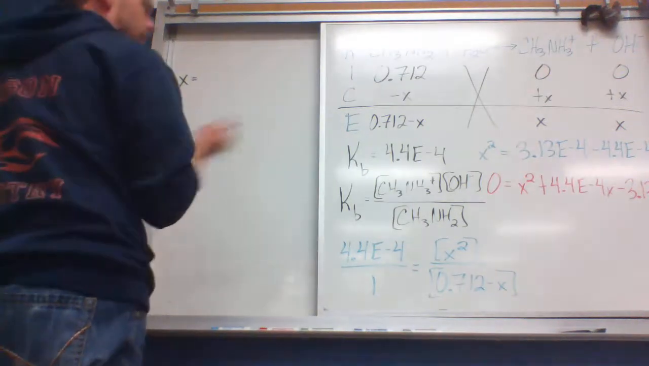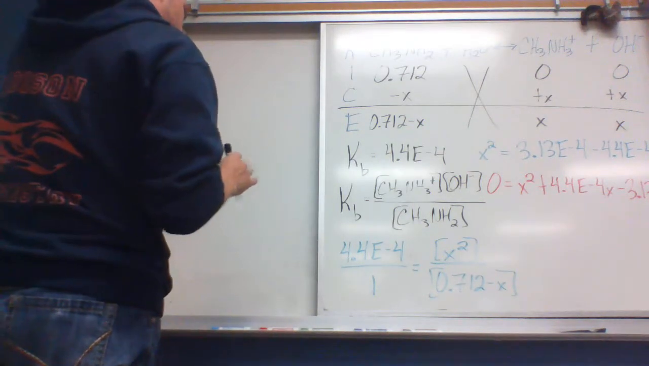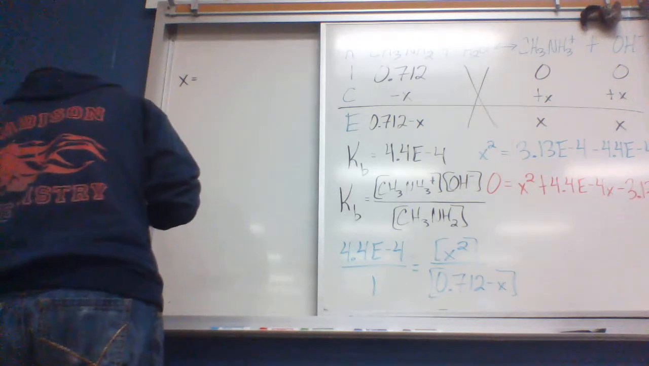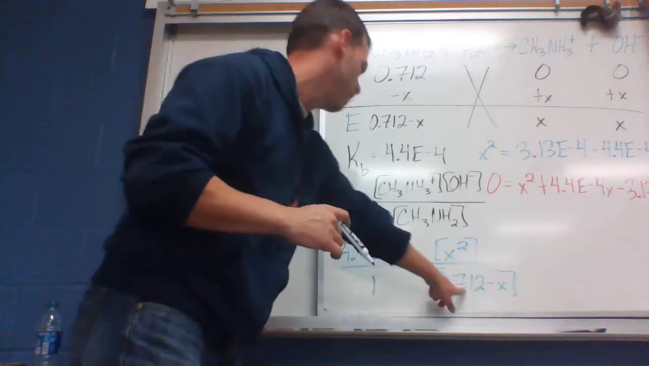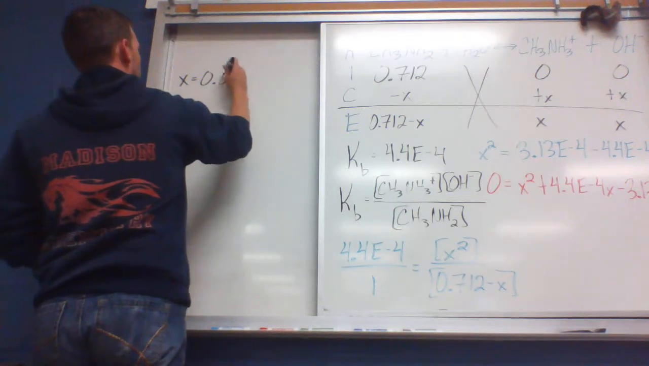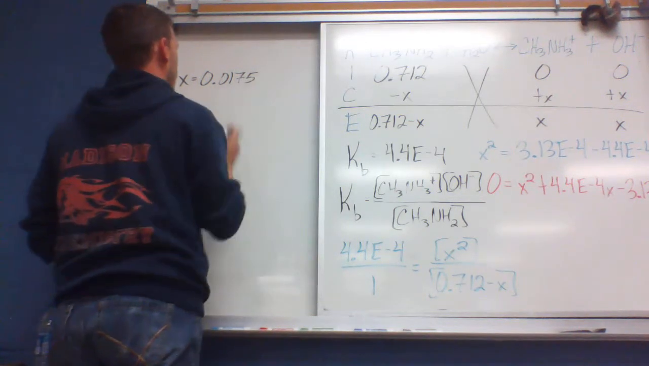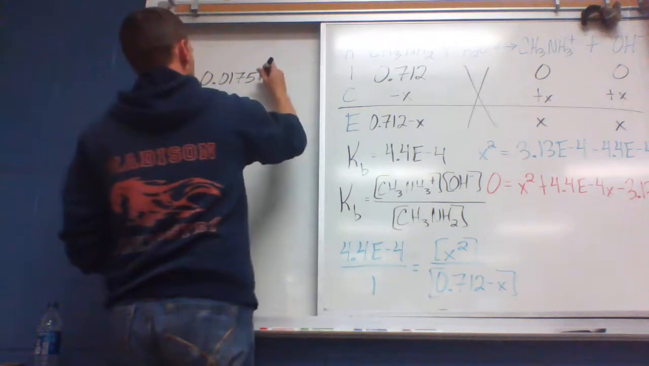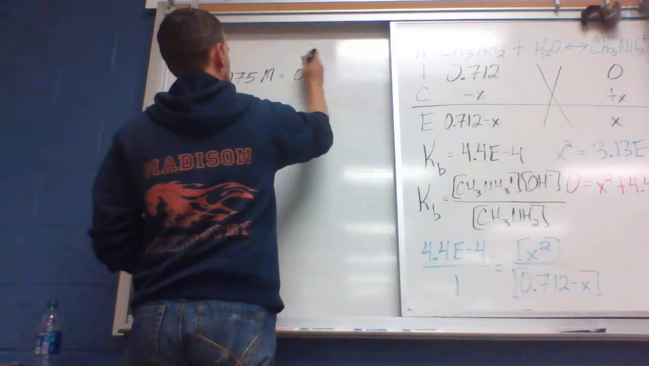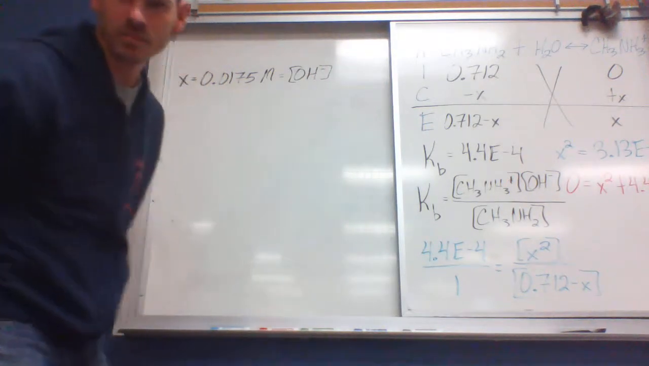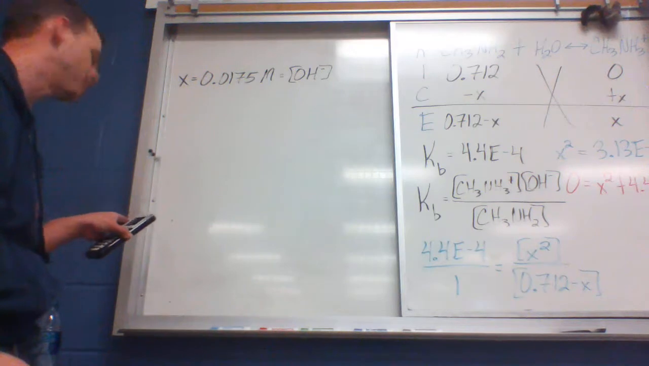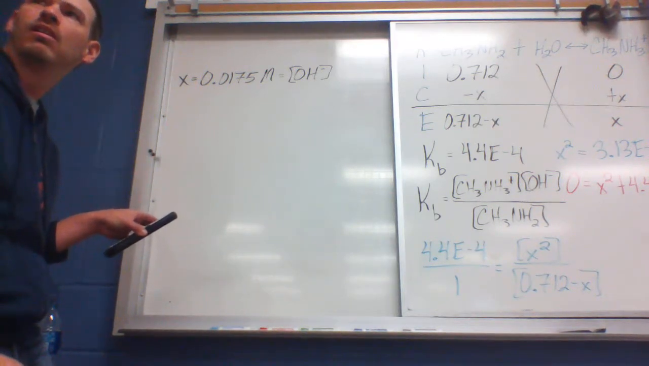I get an x of 0.17. No, it's not 2 sig figs, it's 3 sig figs. Sorry. Of 0.0175. Wait, how did you get 5? Because my calculator says 0.01747. Mine says 0.0175, okay, so 0.0175.